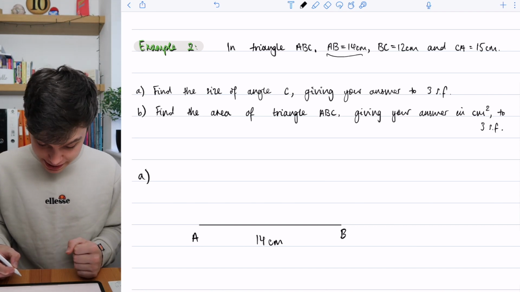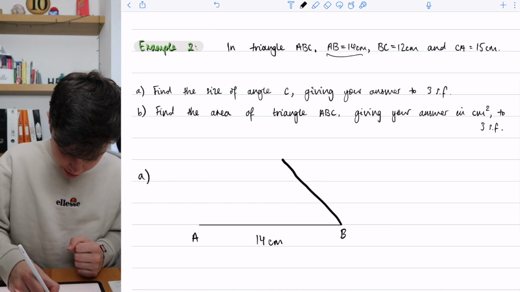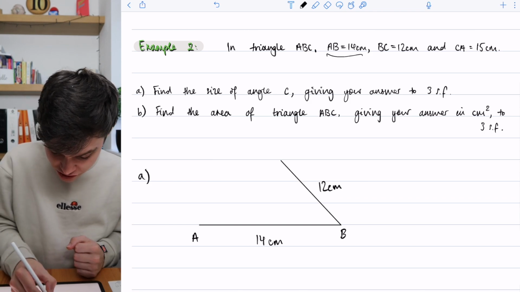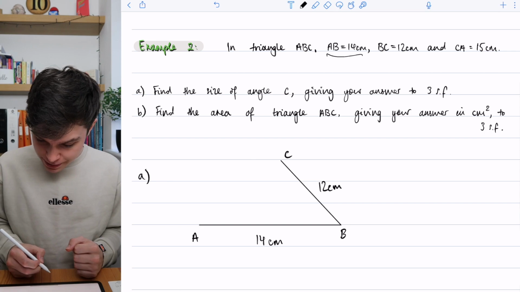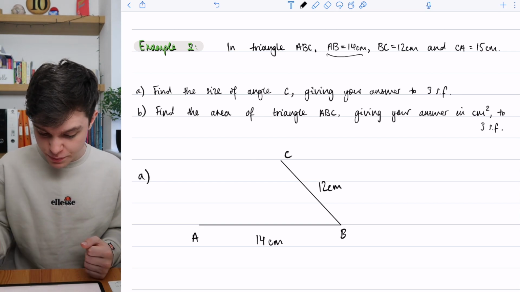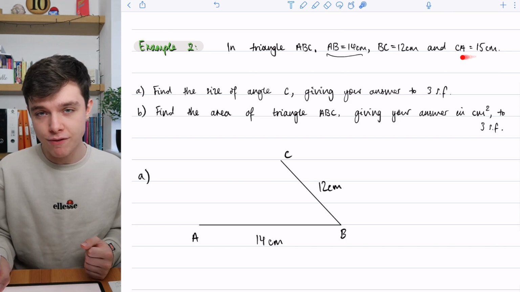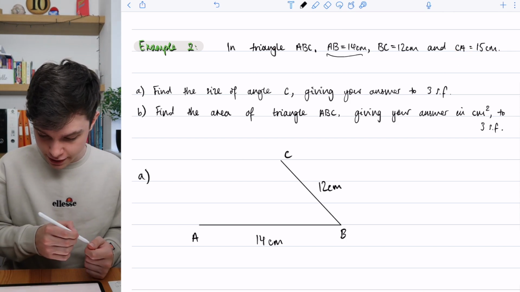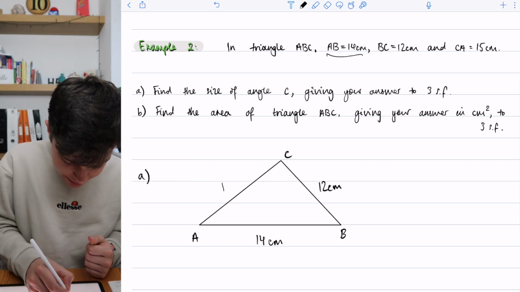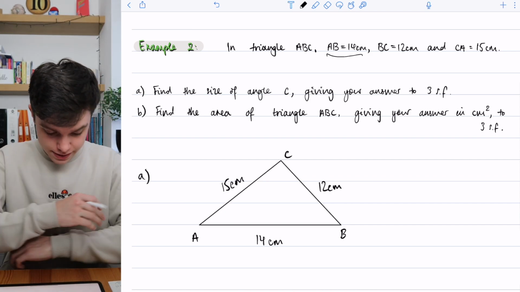Then it said BC is 12 centimetres, so BC will do something like that. It doesn't have to be perfect, it's just a sketch for you. That's BC, and then CA or AC, doesn't really matter which way you say it. Usually it's actually given in alphabetical order, but CA it's been given here. We're going to connect those two to make the triangle, and that side is 15 centimetres.